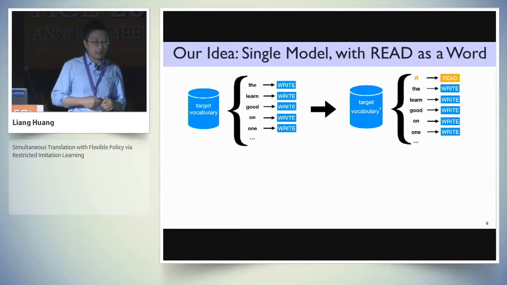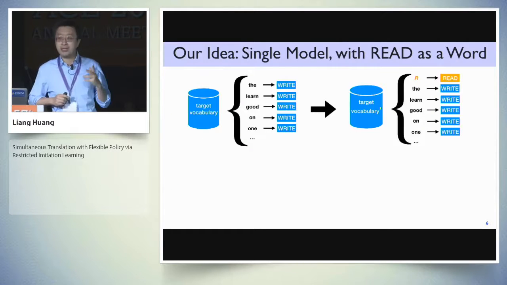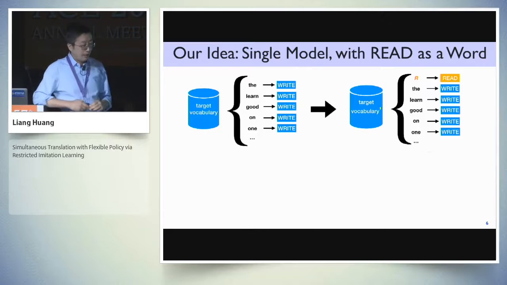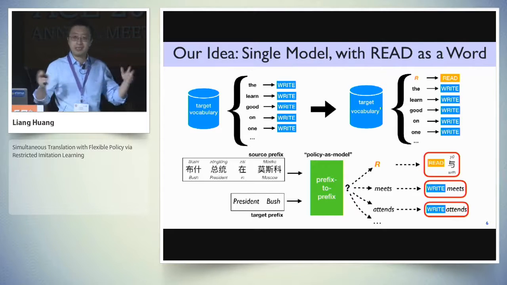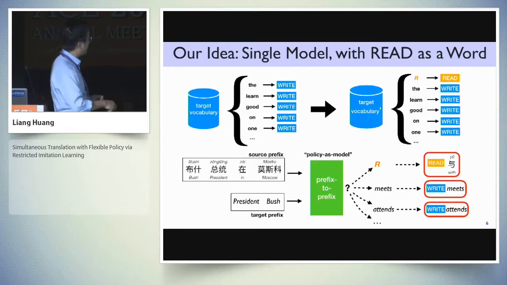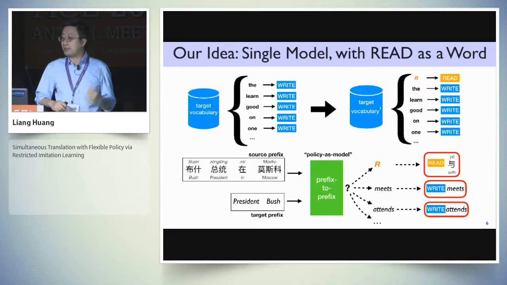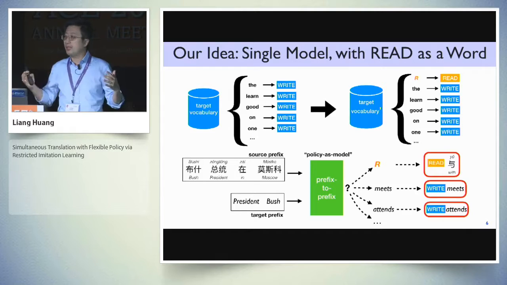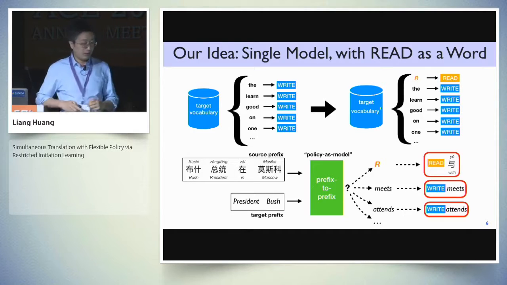Our key idea is quite interesting: a single model, actually the policy as a model, by adding just 1 word, a read token, to the target-side vocabulary. So the target-side vocabulary has 1 more word, V plus 1. Then we train this policy as a single model from scratch using prefix-to-prefix as before, except that besides the target words, it can also output a read token, in which case you just wait for 1 more source word. So this is trained from scratch using prefix-to-prefix. That's a much cleaner architecture. It's a single model and it does it all.